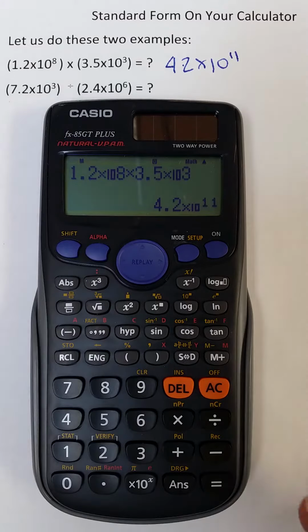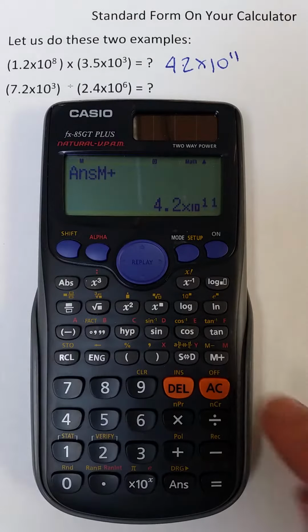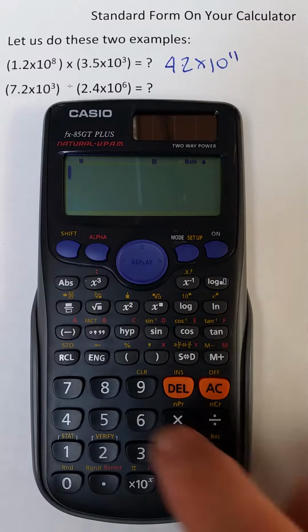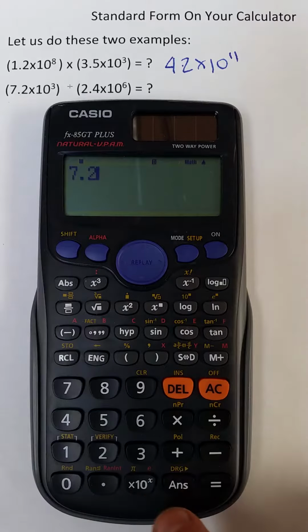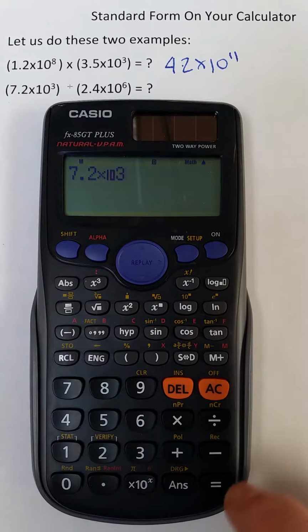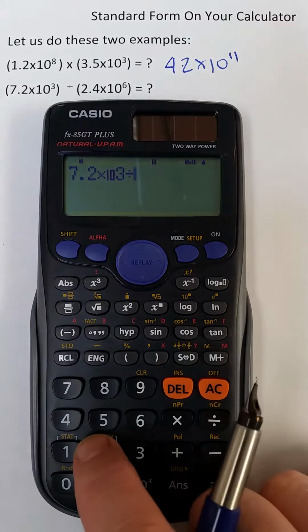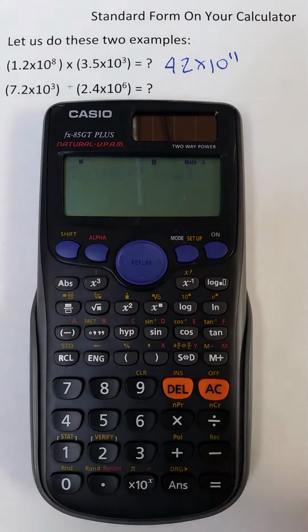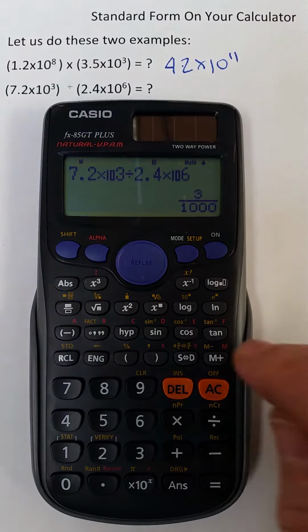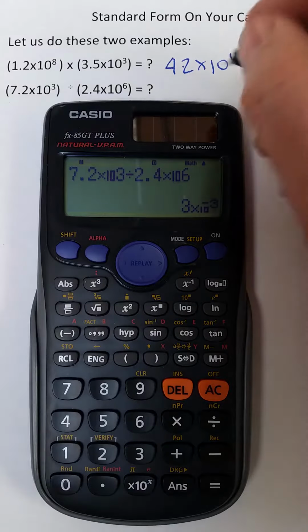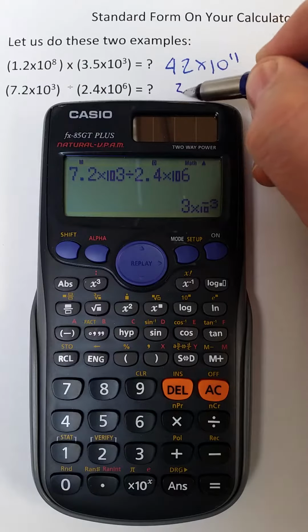Similarly, when we divide, we can just do the similar sort of inputting. So it's 7.2 times 10 to the power 3 divided by 2.4 times 10 to the power 6. And that will give us another fraction, which we can just SD over to 3 times 10 to the minus 3.